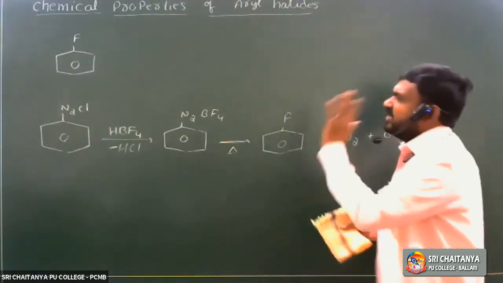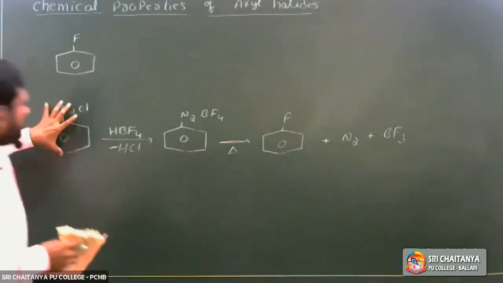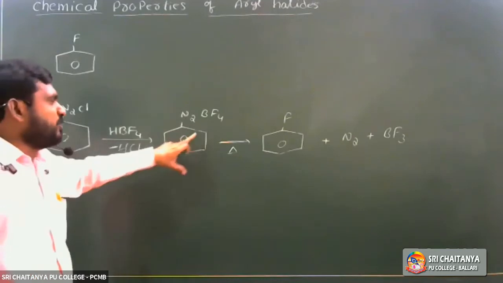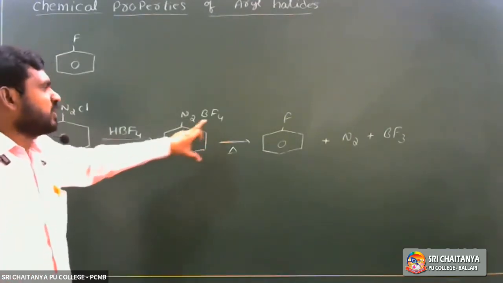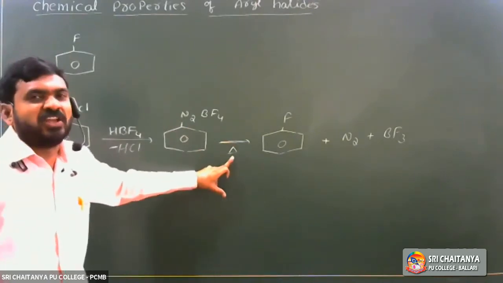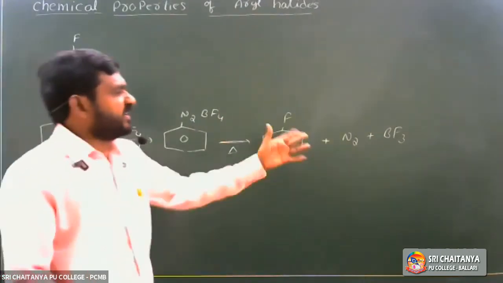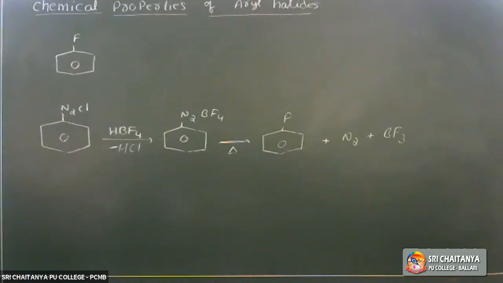Fluorobenzene is prepared only from diazonium chloride. Benzene diazonium chloride reacts with HBF4 and forms an intermediate compound, C6H5N2BF4. This intermediate compound on heating gives fluorobenzene. The byproducts are nitrogen gas and BF3. So these are the methods of preparation of fluorobenzene, after chlorobenzene, bromobenzene and iodobenzene.